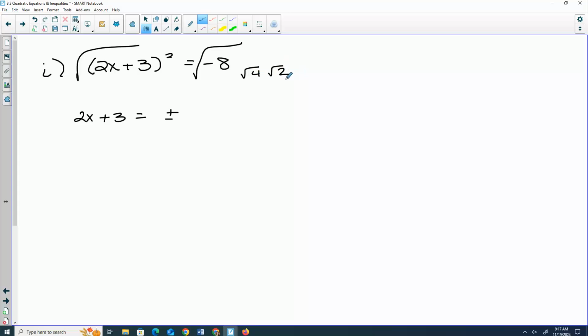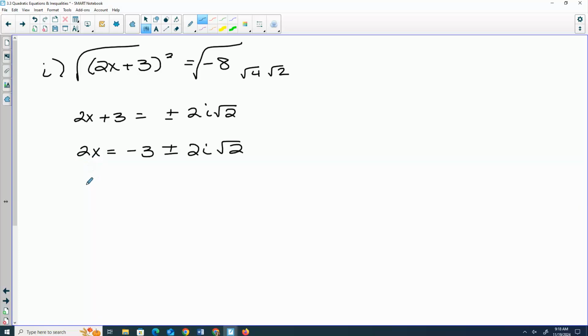8 can break into 4 and 2. Square root of 4 is 2. We don't know the square root of 2. Because it was a negative, we also have an i. So plus or minus 2i radical 2. Then what would we have to do to get x by itself? 2x equals negative 3 plus and minus 2i radical 2.